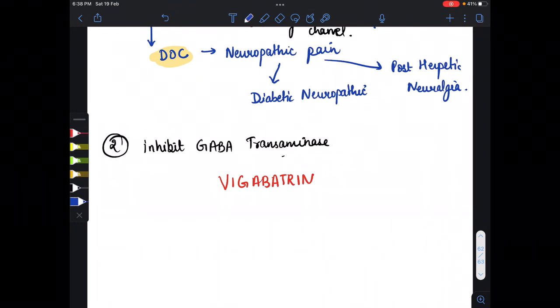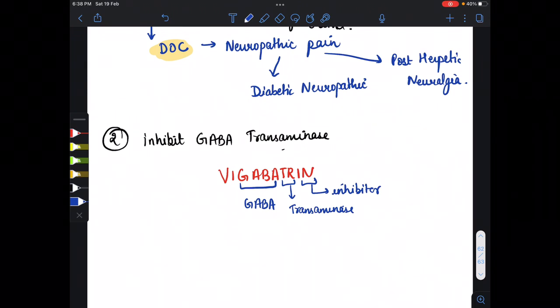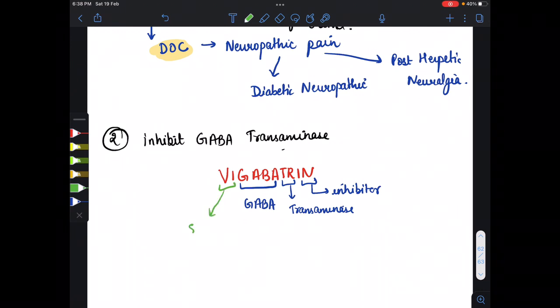How can we remember this drug? TR represents the transaminase, IN stands for inhibitor, and GABA stands for GABA. So GABA transaminase inhibitor, the drug name is vigabatrin, the suffix is trin. This has a side effect, and we can remember the side effect by the letters VI: the visual field contraction. It causes visual field contraction.